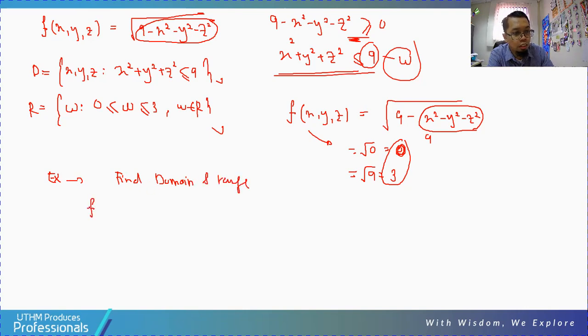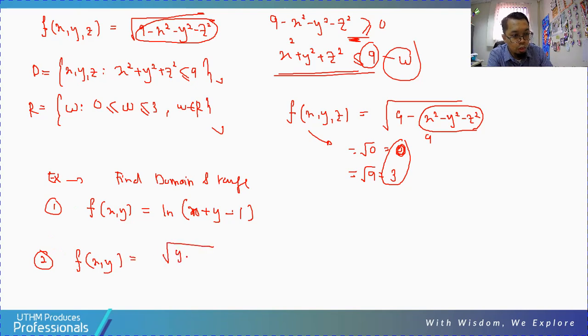Okay, exercise: find the domain and range. Number 1: given f(x, y) = ln(x + y − 1). And number 2: f(x, y) = y − x², and then 1 − x². Okay, try to solve here, find the domain and range.